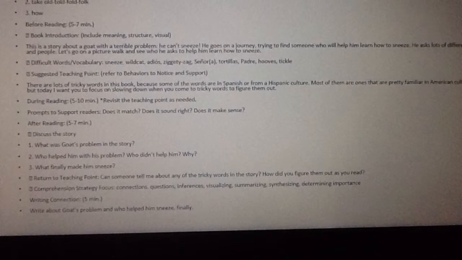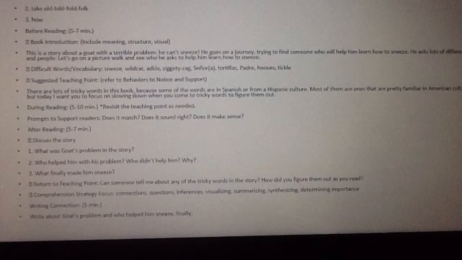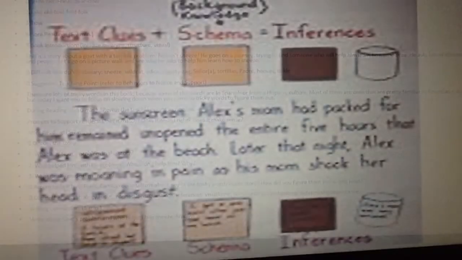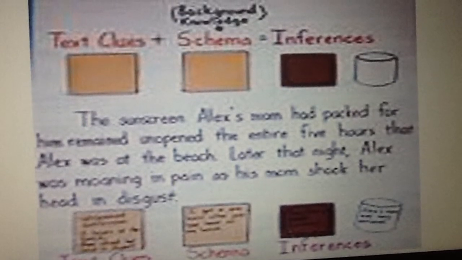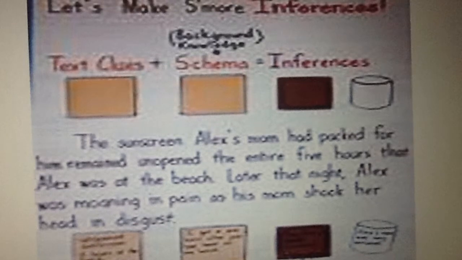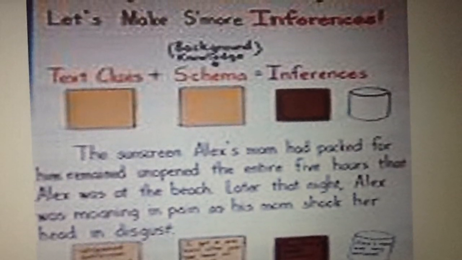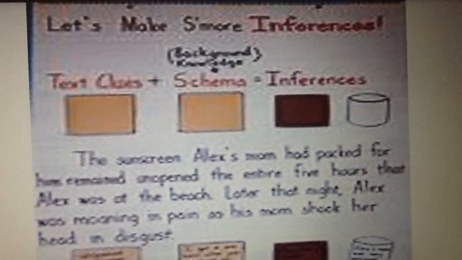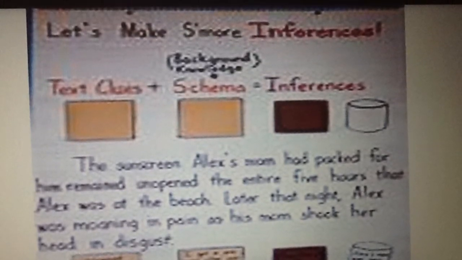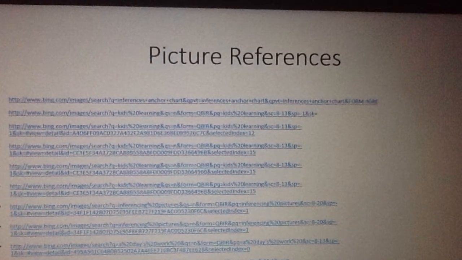Before reading the book's cover, the teacher should make predictions with the students, looking at the structure, the meaning, and things that will be discussed. While reading, the teacher must revisit the teaching points as much as needed so that students are following along. A comprehension strategy to focus on would be connections, questions, making inferences, visualizations, summarizing, synthesizing, determining importance. And also the anchor chart is used for a visual and not just so that the students are listening to what the teacher is saying.